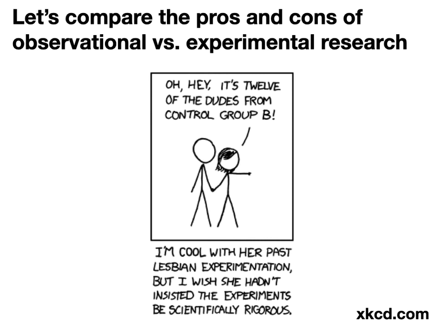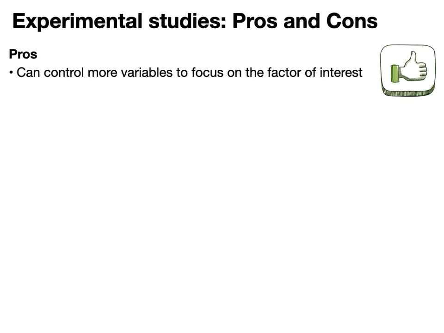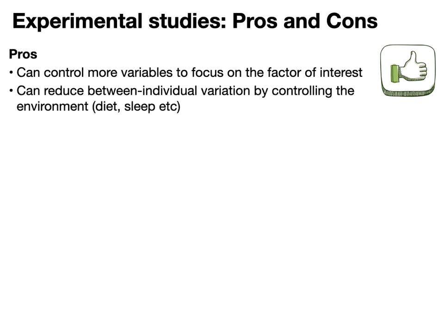What I want to do next is summarize some potential pros and cons of observational studies versus experimental. I want to say that these pros and cons don't apply universally. They're generalizations, but none of them are universally true. So let's talk about the pros for doing an experiment instead of an observational study. Well, experiments are good because the whole point is that you're controlling more variables and really focusing on the key factor of interest, the key independent variable.